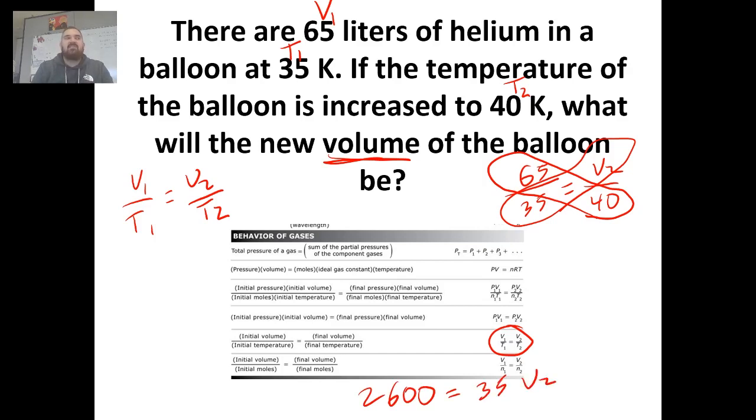And then we solve it just like we solved the one before it. So we isolate the variable by dividing both sides by 35. Then this goes away. And then 2,600 divided by 35 equals 74. And then that's our answer. So V2 equals 74. And then the unit for that is going to be liters.